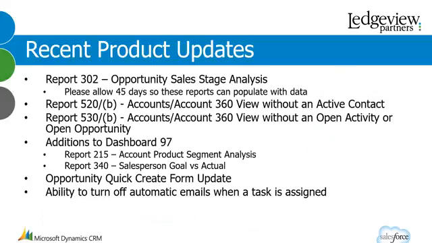We made some additions to Dashboard 97, Report 215, which is an account product segment analysis. It allows you to dive a little bit deeper into the accounts and the product segments that they're with. It gives you a lot of information, address and other information for your accounts. And the other addition to Dashboard 97 is Report 340, which is a salesperson goal versus actual.